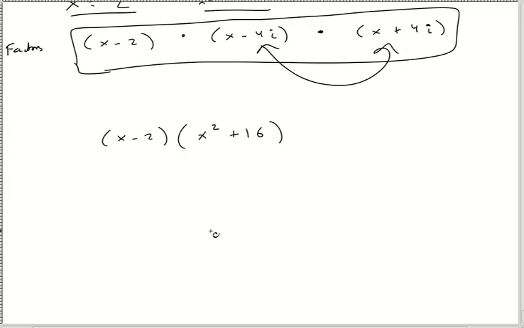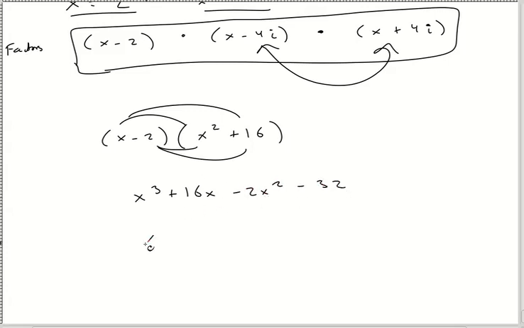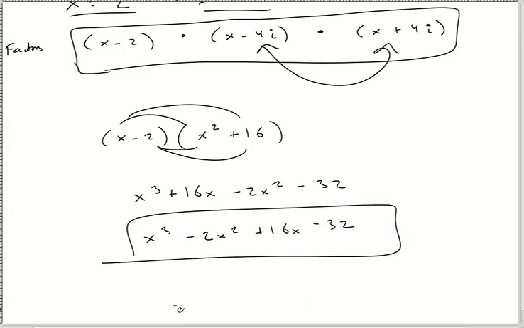That's why you can ask me questions. I think you can even slow down the speed, maybe if you want me to talk slowly. So, FOIL this thing out. I got x cubed plus 16x minus 2x squared minus 32, and this aggravates me. So I'm going to rewrite it a little better. Okay, there you go.